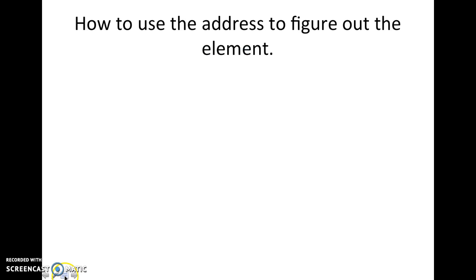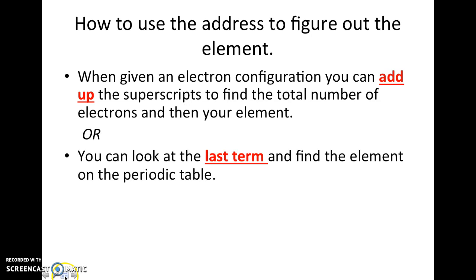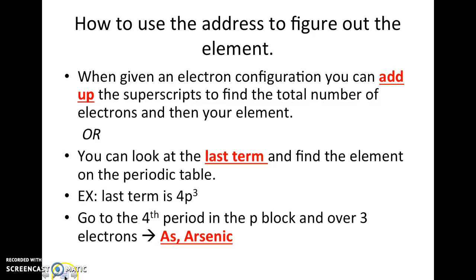Alright, so how can we use the address to figure out the element? When I give you an entire electron configuration, you can add up the superscripts to find the total number of electrons and find your element. Or you can look at the last term and find the element on the periodic table. For example, my last term is 4p3. This tells me to go to the 4th period, to the p block, and over 3 electrons, which will get me to arsenic, which is As.